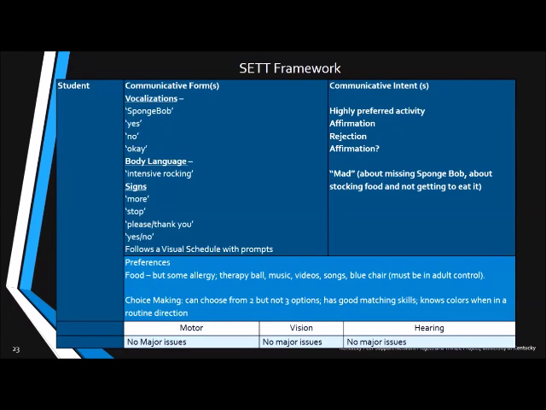So in this, again, the first part of SET stands for the student. So what are the characteristics of the student in relation to their communication? So we look at what forms they currently have and use, what messages they currently, that's the communicative intent, the messages they are communicating, their preferences, so we can keep our students motivated and engaged. And then if there are any motor or vision or hearing aspects of the student that might influence what we do with the communication system.